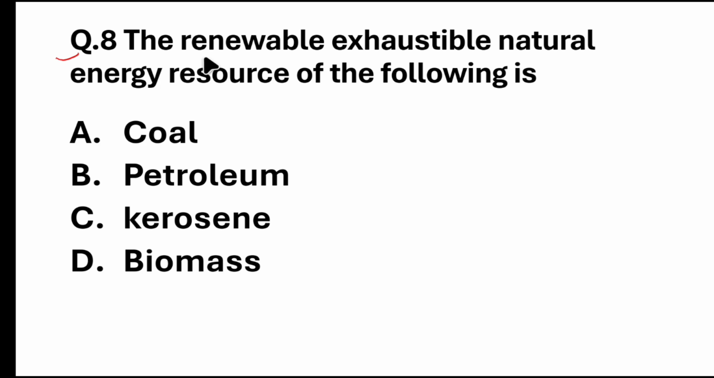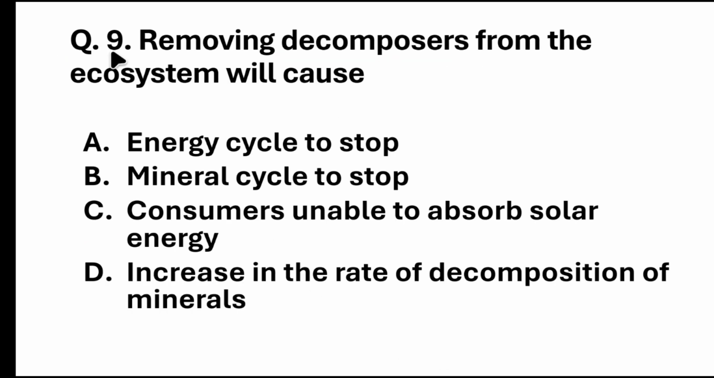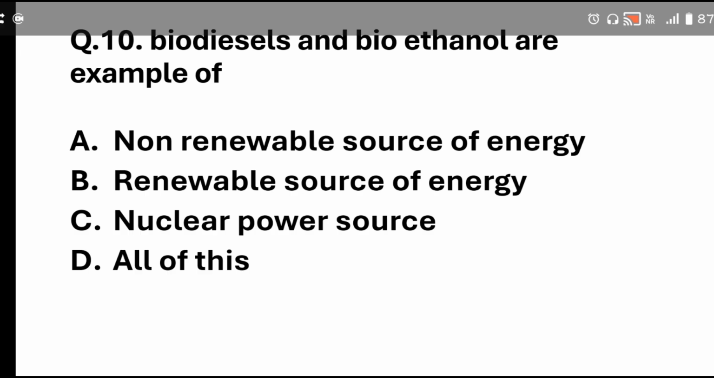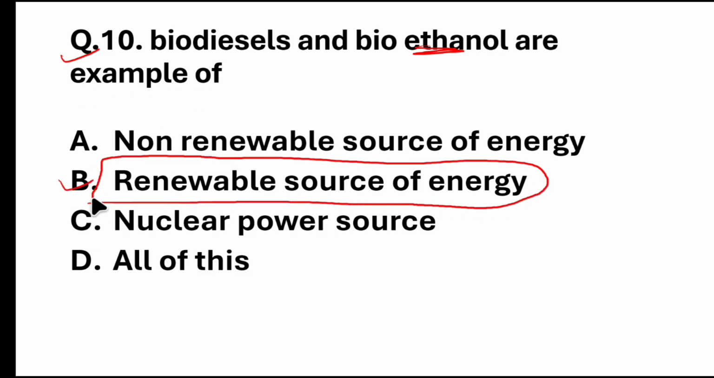Question number 8. The renewable exhaustible natural energy resource of the following is. Answer option D. Biomass is the renewable exhaustible natural energy resource. Question number 9. Removing decomposer from the ecosystem will cause. Answer option B. Mineral cycle to stop. Question number 10. Biodiesels and bioethanol are example of. Answer option B. Renewable source of energy. Biodiesel and bioethanol are the example of renewable source of energy.